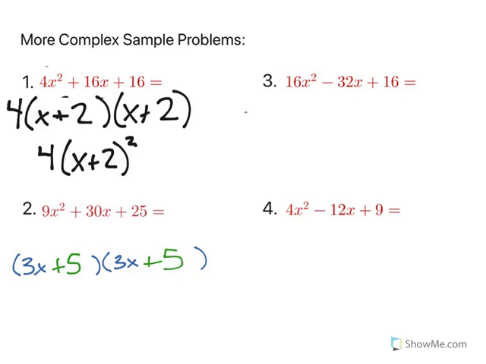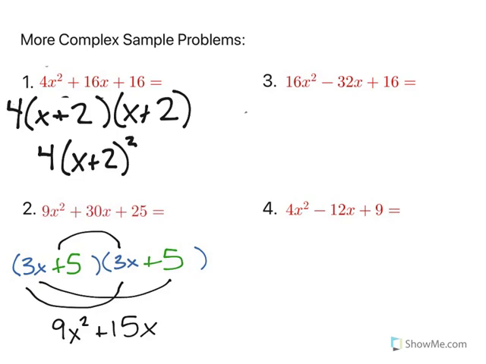Now, everything is factored as far as we know, but we do need to check our work and see if this all worked out for us. So we're going to multiply our first term in each of our parentheses, and 3 times 3 is 9, and x times x is x squared. Then we go to our outer. 3x times 5 gives us 15x. Now we go to our inner, and 5 times 3x is also 15x. And then we look at our last, which is 5 times 5, and that's 25.